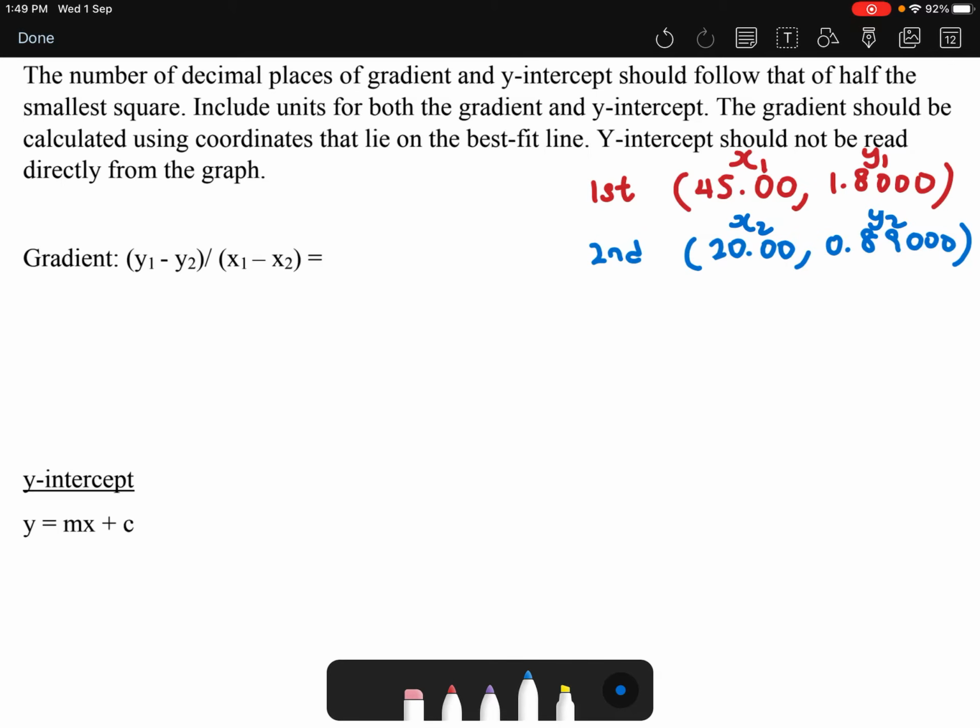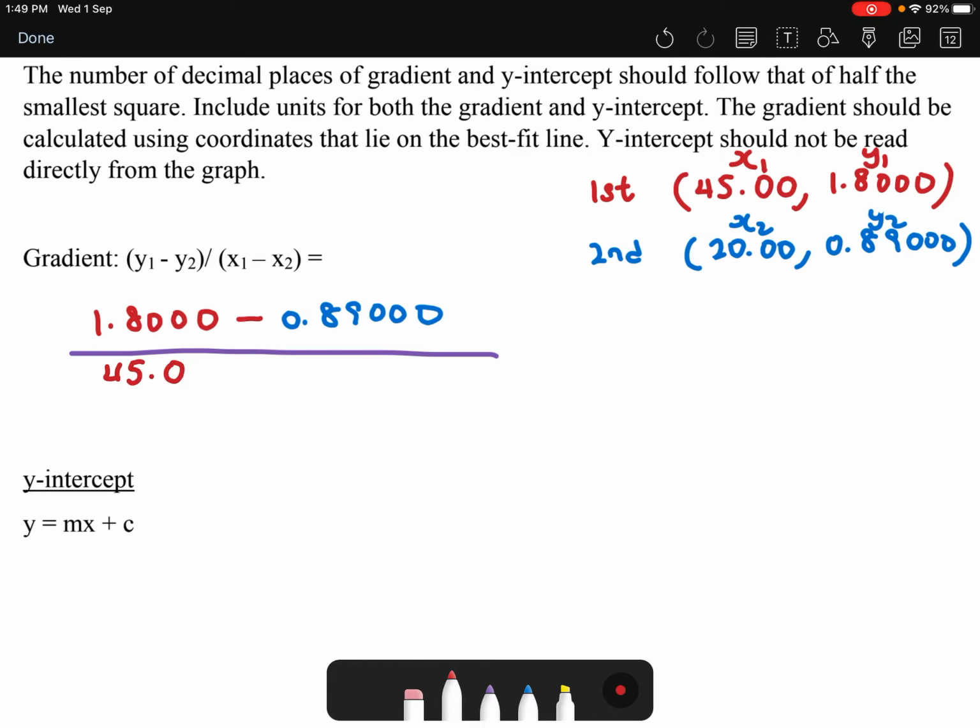Okay, so using our so-called E-maths calculation of the gradient, we can calculate the gradient of this. Let me just put down y1 minus y2. You can also put y2 minus y1, it doesn't matter. So y1 minus y2, divided by x1 minus x2.